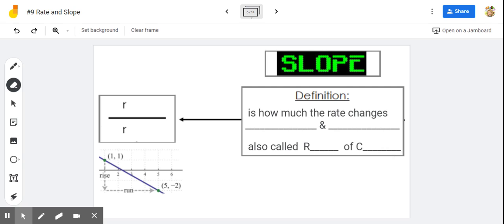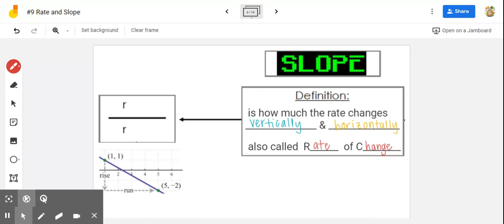So on your yellow sheet for slope, you should see this big box here with definition, and you're going to fill in this definition with me. So slope is how much the rate changes vertically and horizontally, guys, 2 dimensions. And it's also called the rate of change. This is another word for slope.